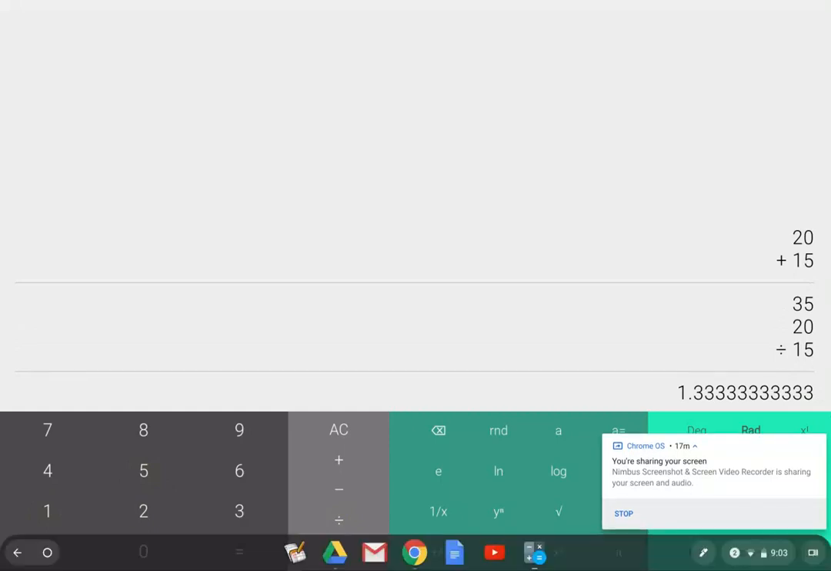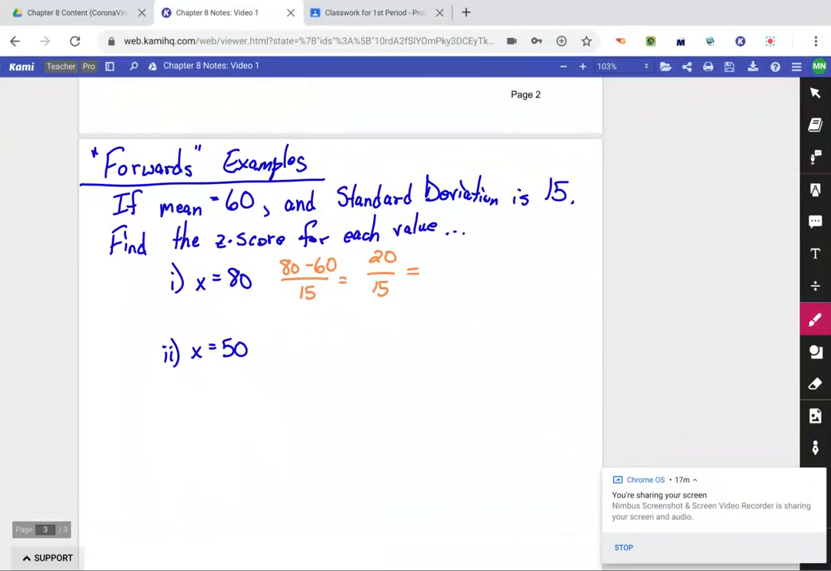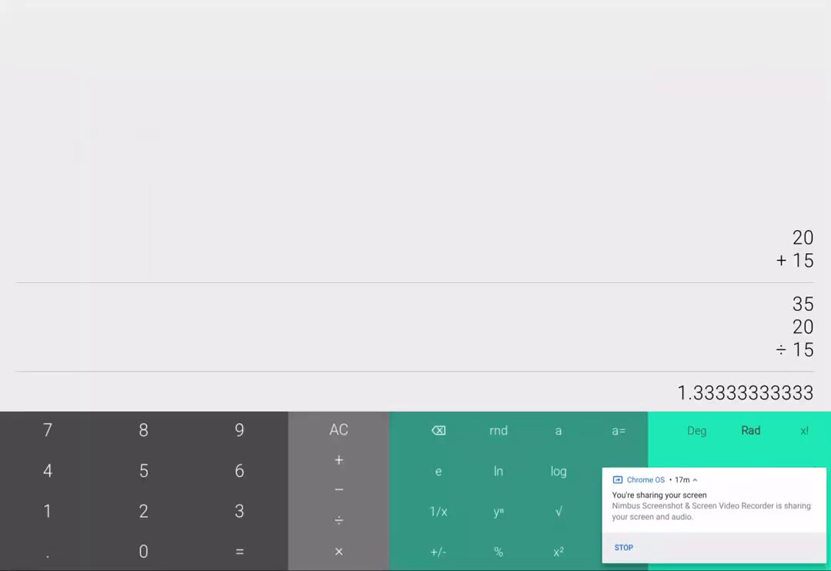So I'll go back to notes. And this number is z equals 1.33. Notice it's positive, right? I stopped writing the plus signs, but we know it's positive because it doesn't have a negative sign. Okay, and then this one is 50 minus 60 over 15. Again, use this video to slow it down or go back if you need to, but now it's just a matter of calculating. And same thing, I'll take negative 10 divided by 15.